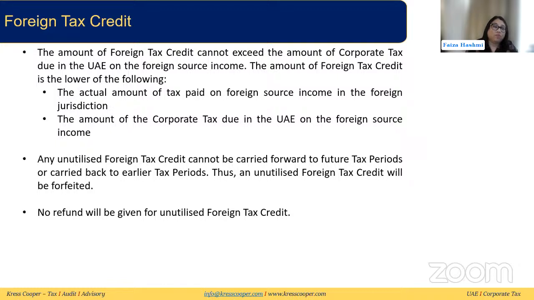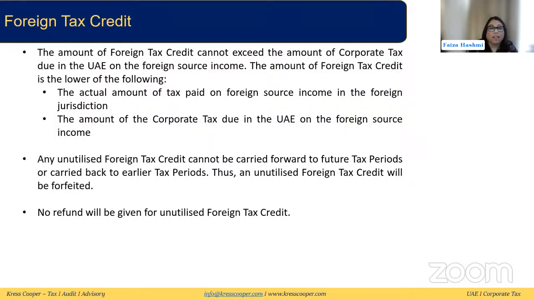Why? Because, for example, the corporate tax rate in another jurisdiction where you have paid that tax might be more than 9%, which is more likely. It could be less also, but more likely it is higher, because the UAE has one of the lowest tax rates at the moment. For example, in another jurisdiction, 15% was the rate. So we will look at the amount which you have paid and compare it with the amount that would have been due if this foreign source income was taxed in the UAE at 9%. And whichever is the lower of the two amounts needs to be taken.